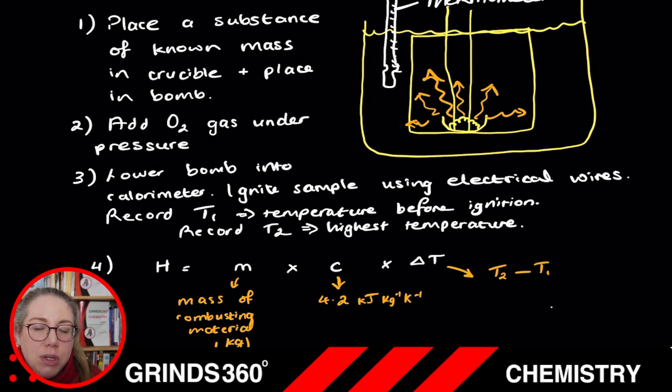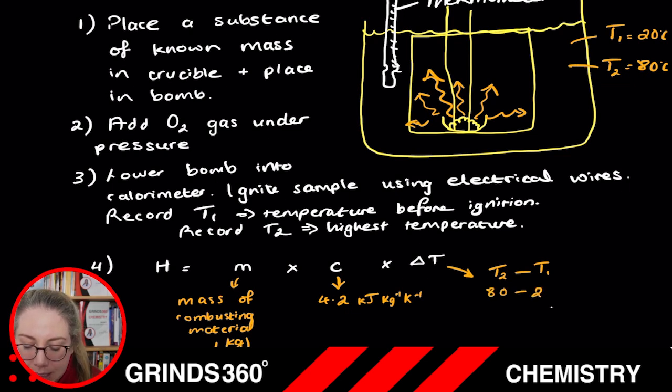Technically, your temperature here can be in degrees Celsius or in Kelvin. It doesn't matter. So if, for example, the starting temperature T1 that was inside the water bath at the beginning, say, for example, T1 was 20 degrees Celsius, and then after you've done the experiment, T2 is 80 degrees. To work out your delta T, it would be 80 minus 20, which is equal to 60.